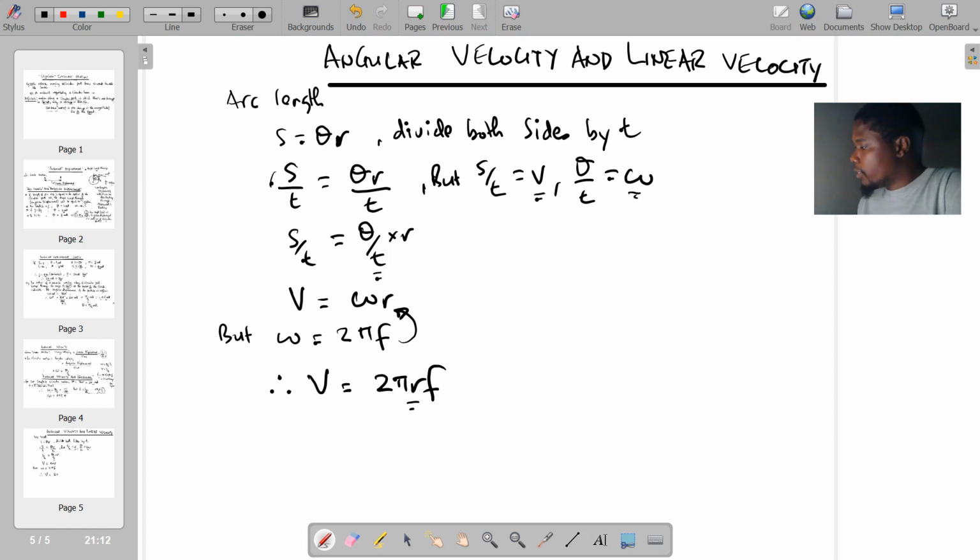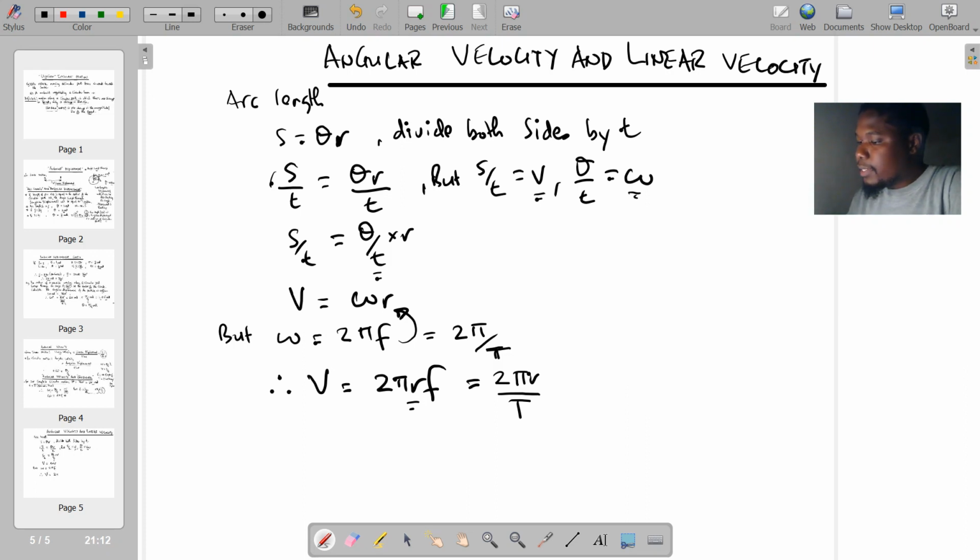Now this is a very important formula because it will help us link linear velocity, angular velocity and frequency. You also remember that the angular velocity was 2 pi over periodic time, so this can also be 2 pi r over periodic time. All these formulas are very important.